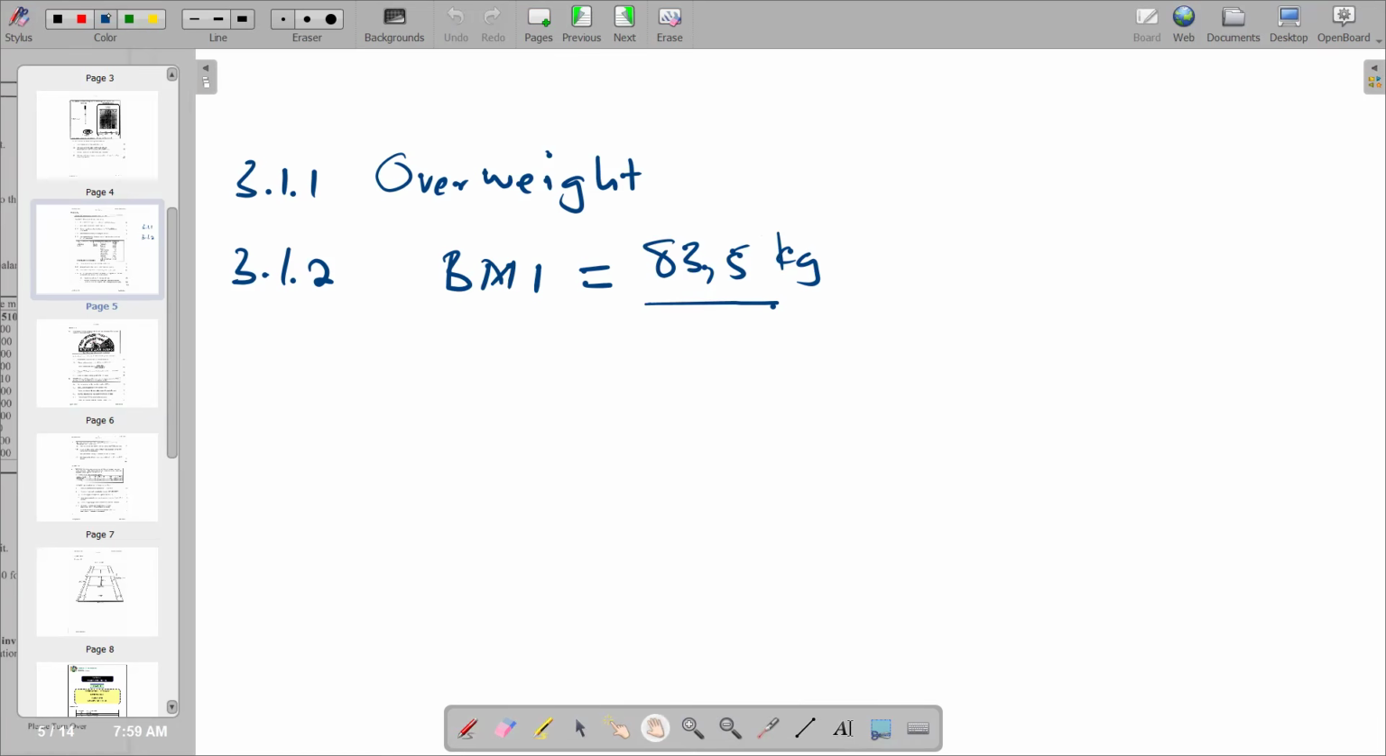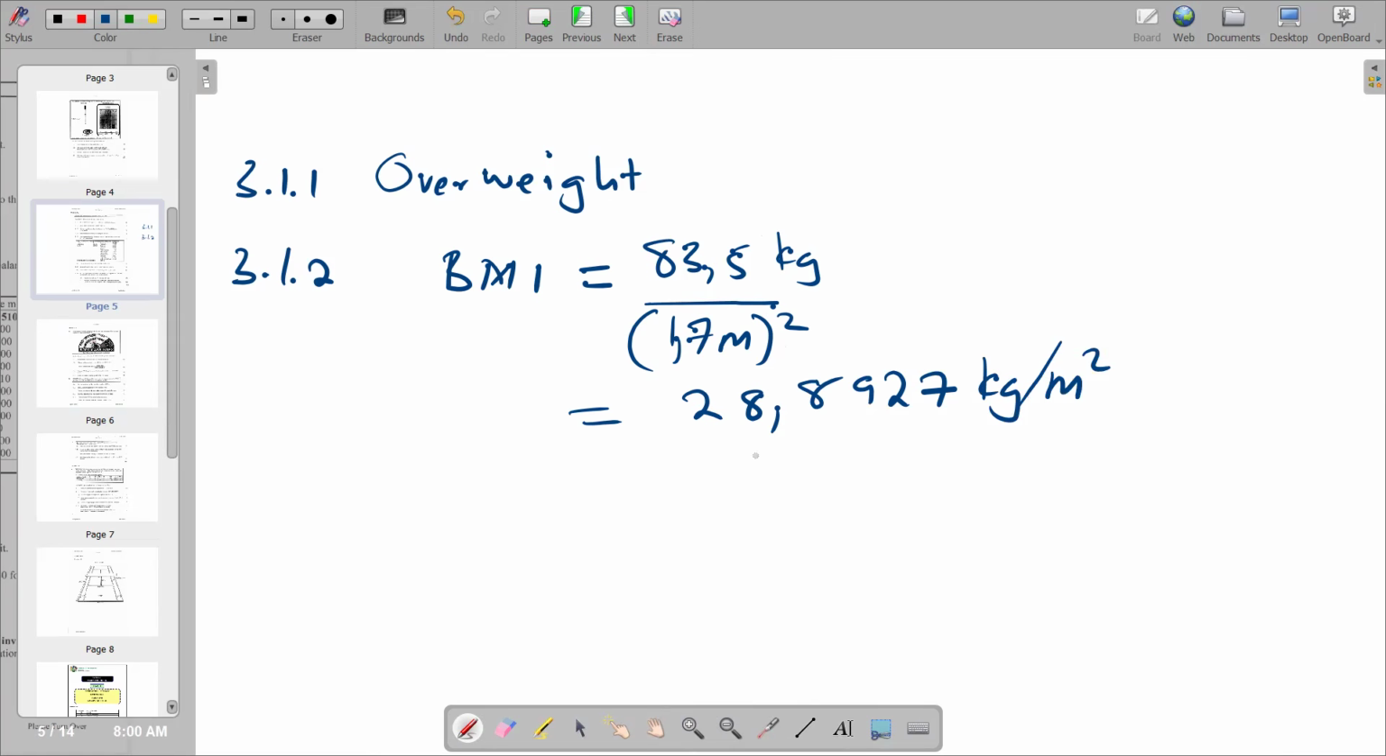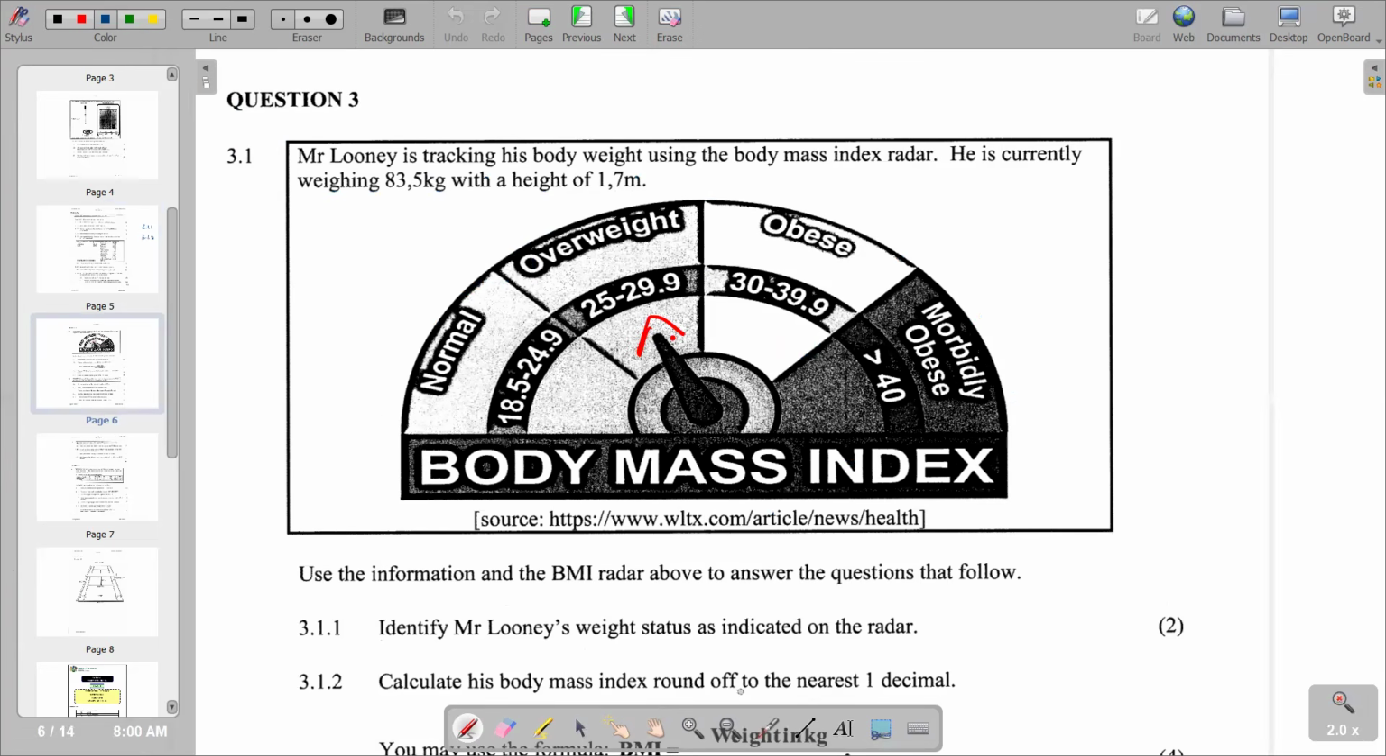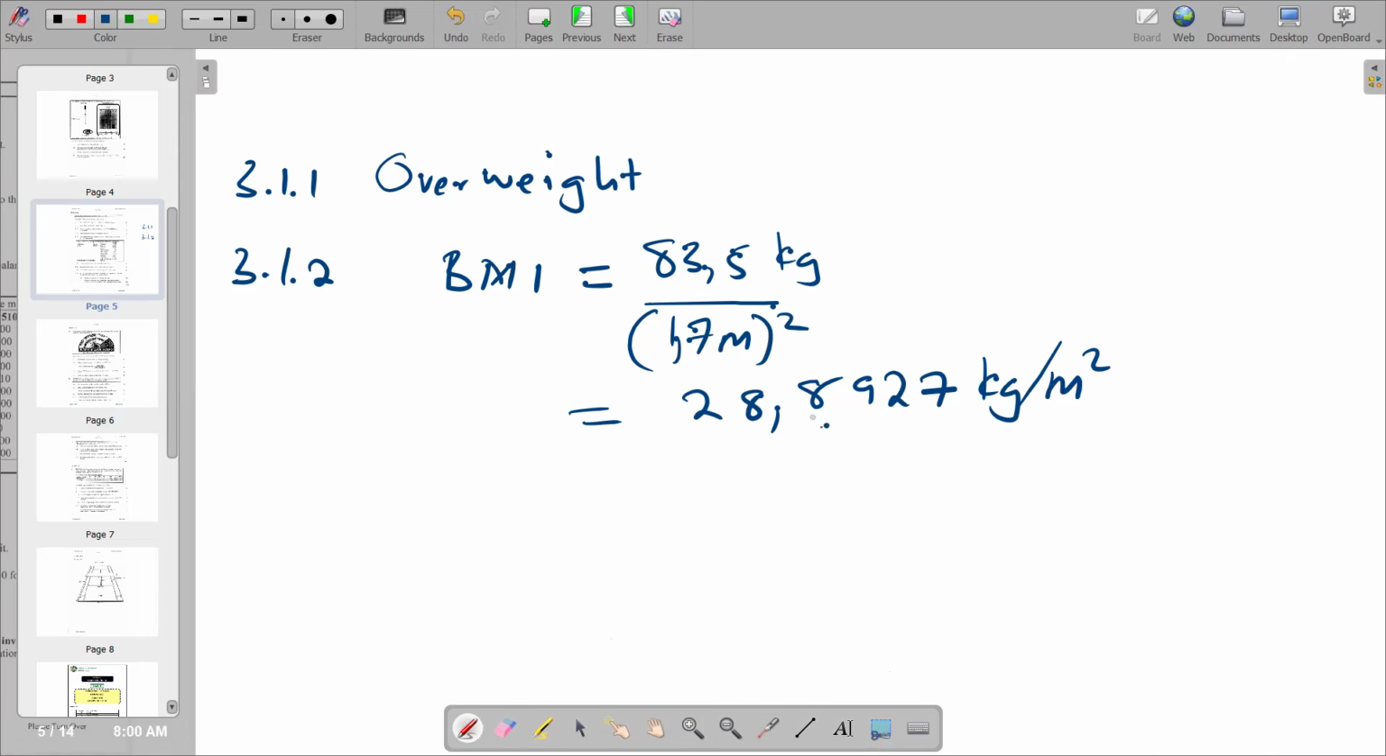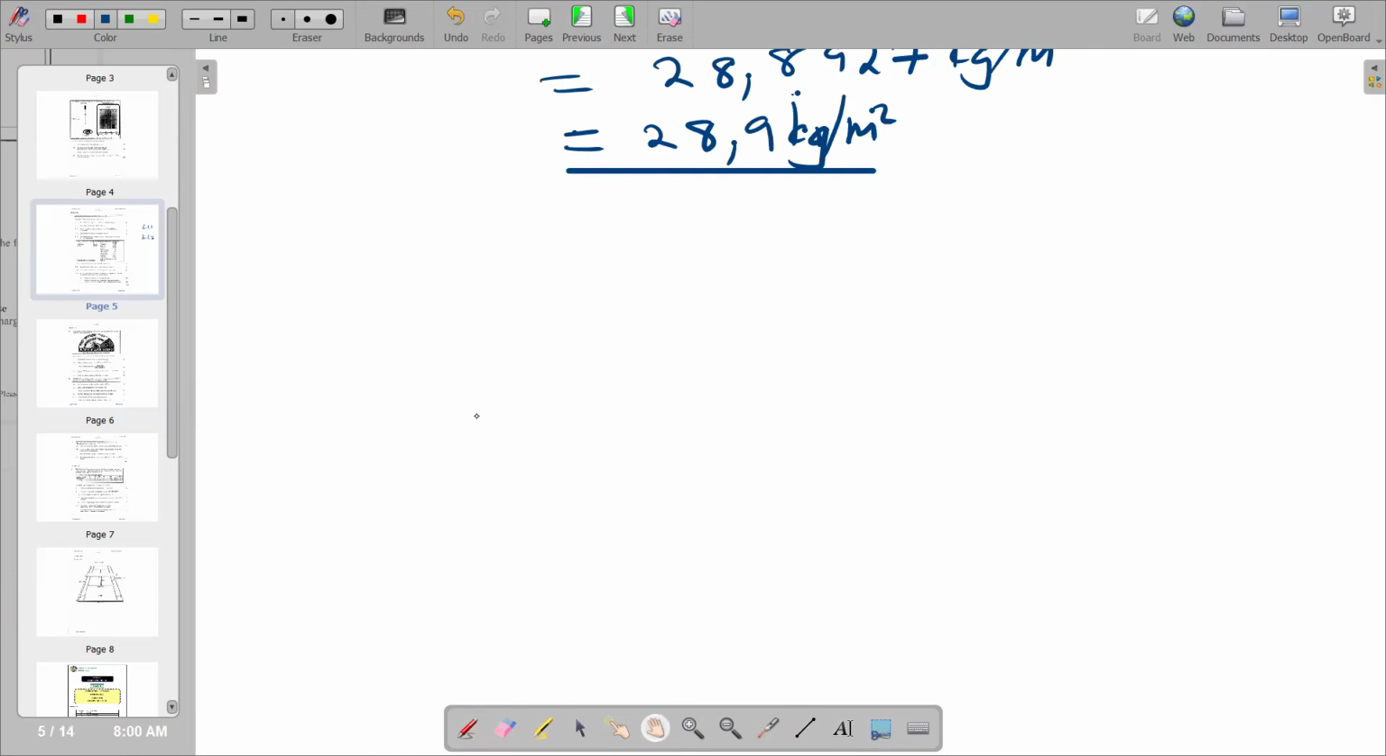Presenting as such, whereby you're saying 1.7 meters squared. So we calculate it, we're going to get it as 28.8 kg per meter squared. And then obviously, if you refer back to the question, it is saying round off to the nearest one decimal place. So we are saying one decimal place, and then we've got 9 changing our 8 to 9. So 28.9 kg per meter squared. So this is the presentation that way. Then moving on to the next part.